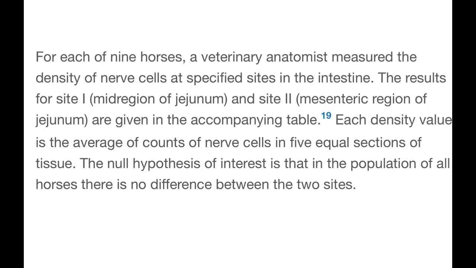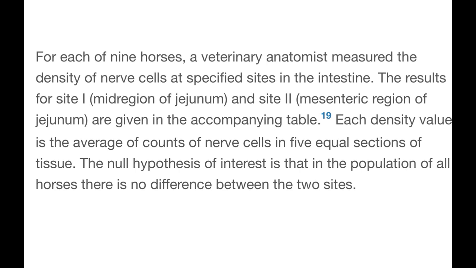So let's take a look at the example problem. It says there are 9 horses and a veterinary anatomist is measuring the density of nerve cells at specified sites in the intestines. And they're giving the results for site 1 and site 2 for each horse, which we're going to see in the table on the next slide.